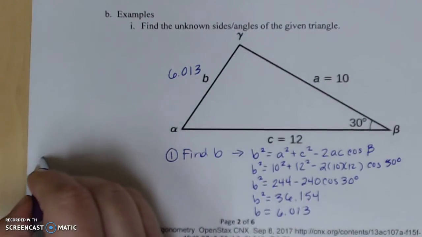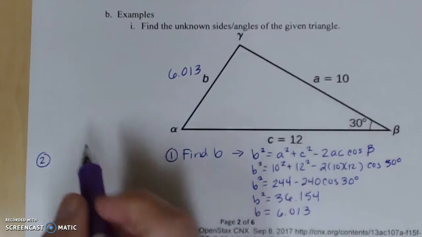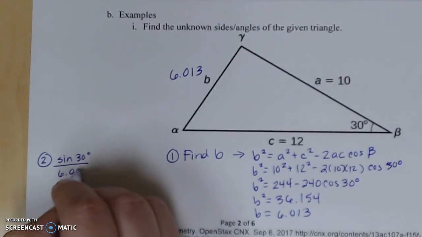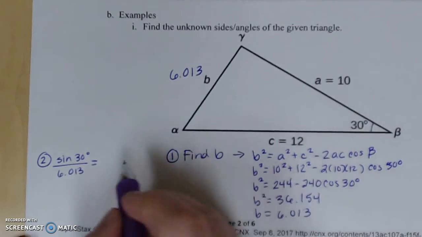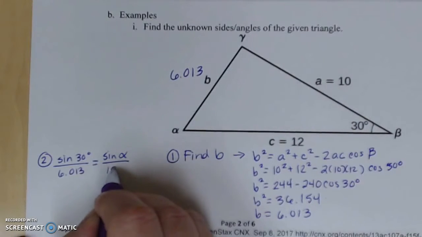Now I'm going to come over here to the side, and in step 2 I'm going to use my law of sines. Now that I have a side opposite an angle, I'm going to say sine of 30 degrees over 6.013 is equal to, let's look for alpha first, sine of alpha over 10.